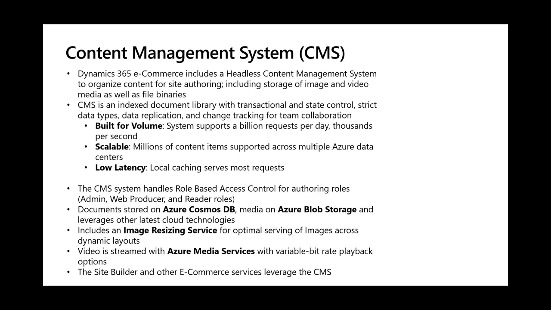I believe as of today, over 170 file types are supported in the media library in the CMS. The CMS itself is an indexed document library with lifecycle and state management, strict data types with referential integrity enforcement, data replication, change tracking for team collaboration. It's built for volume and supports billion+ requests per day and thousands of requests per second. Scalable, supports millions of content items in multiple Azure regions. And it's also optimized for low latency reads for published data and has multiple layers of caching, local and distributed.